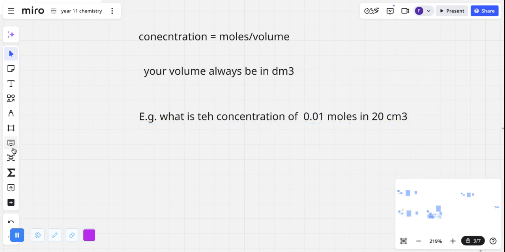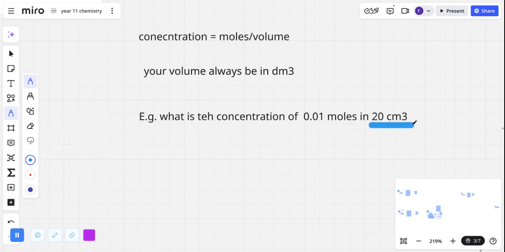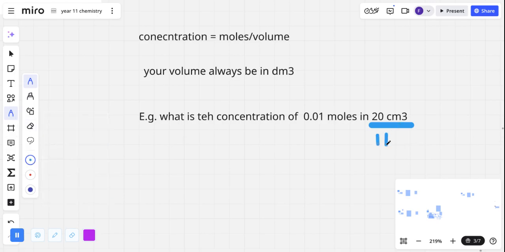What you must do always is change this to dm cubed. And the way to change to dm cubed is to divide it by 1,000. All right. Use a calculator. This isn't a maths exam, so use a calculator for that. Let me just make it neater. Divide it by 1,000.